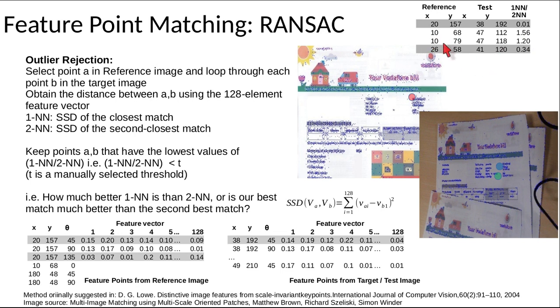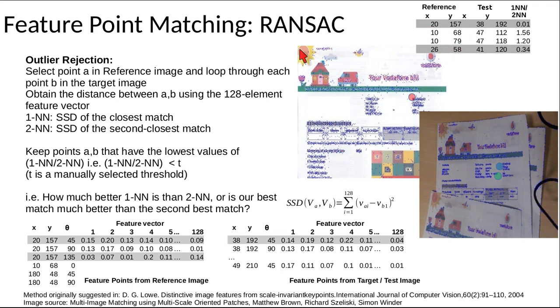For instance, there's a point 10,79 which happens to match with 47,118, and the 1nn divided by 2nn ratio is 1.20. Similarly, this point is 26,58, and it matches with the point 41,120 with a 1nn divided by 2nn ratio of 0.34. Now within this table, we will only select those points which have a ratio that is less than a certain threshold. So let's say our threshold is 0.5, we would select only these 2 pairs of points, the first one and the fourth one.